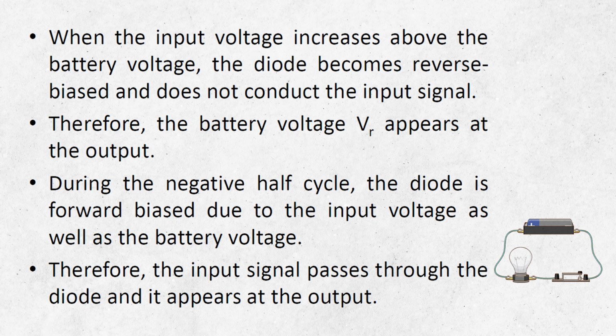During the negative half cycle, the diode is forward biased due to the input voltage as well as the battery voltage. Therefore, the input signal passes through the diode and appears at the output.